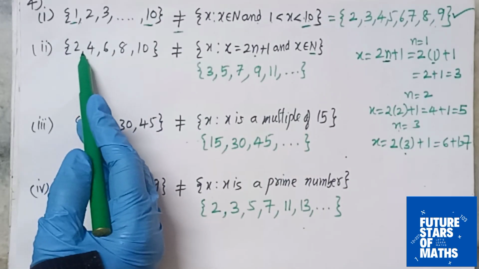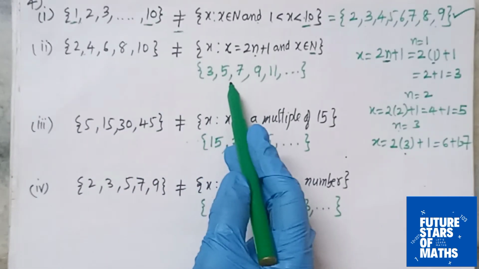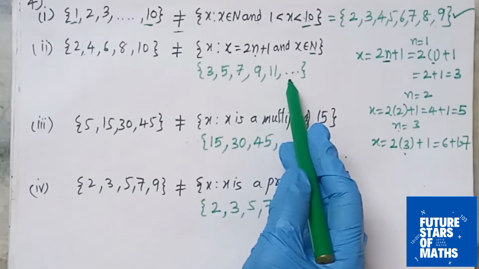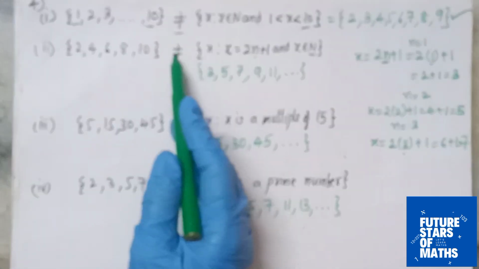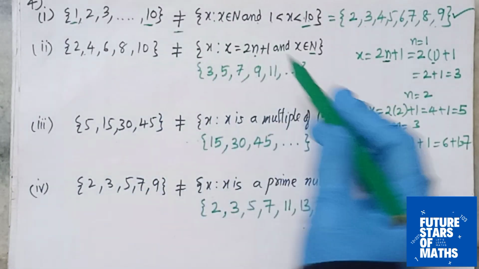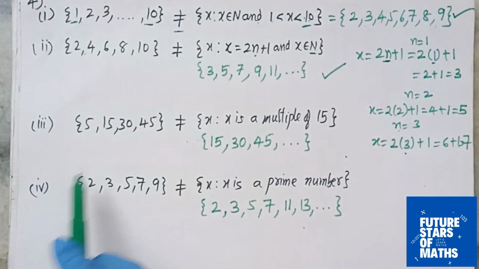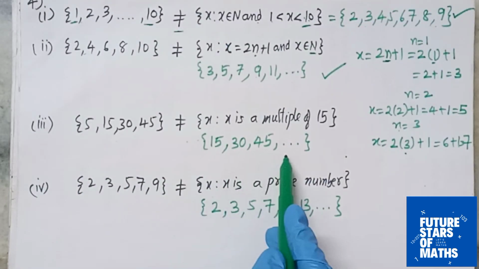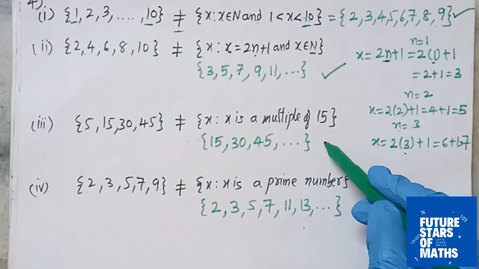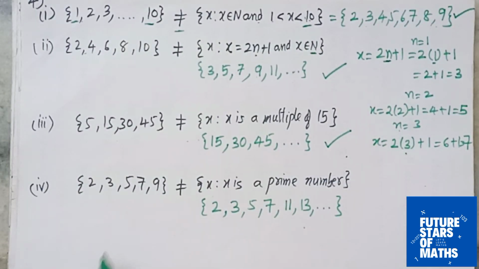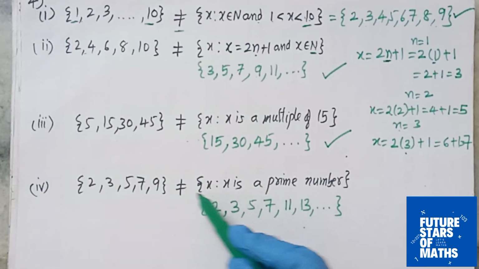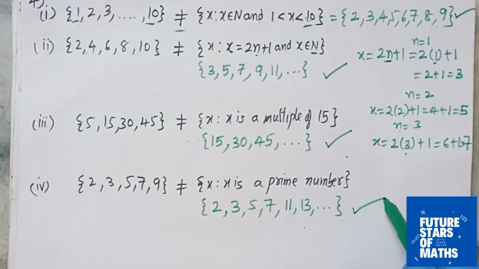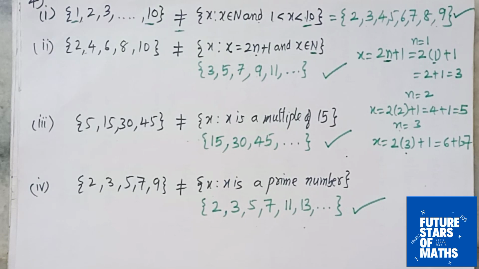Then the second one is this one. Okay. In this, the first set is finite, whereas the second set is infinite. So these two sets will not be equal. So this statement is also true. Then here it is a finite set. Here again we are getting an infinite set. So we can conclude that it is also not equal. Here finite, here infinite. So again not equal. So all the statements given are true.